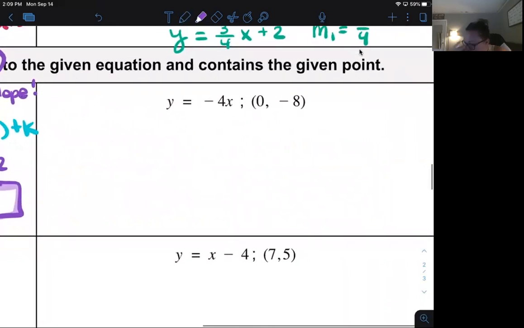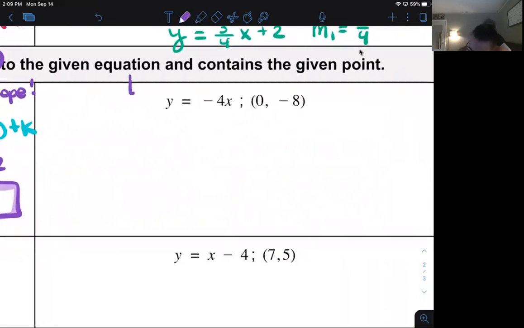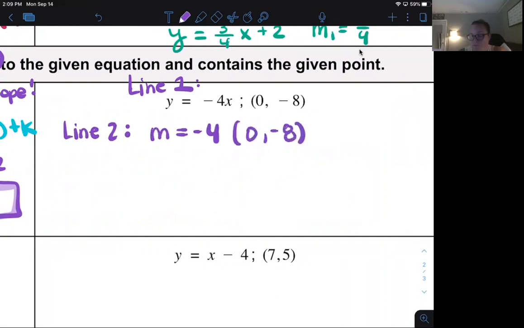So line 1 in this case is y is equal to negative 4x. And again, they have to be parallel, so we're going to use the same slope. So for line 2, we're going to use m equals negative 4. And then we have the point 0, negative 8. So because we have a point and a slope, we're going to put this into point slope form. So y is equal to negative 4 times x minus 0 minus 8.